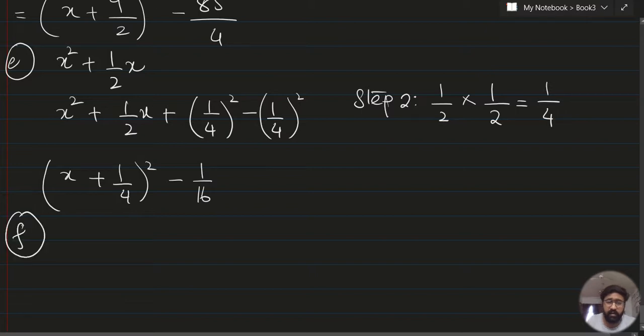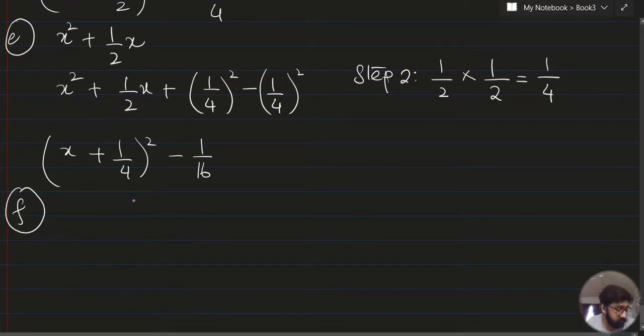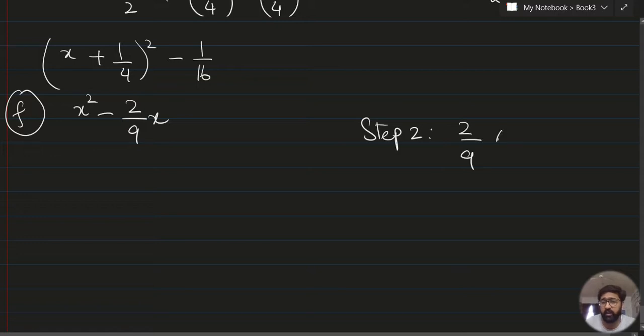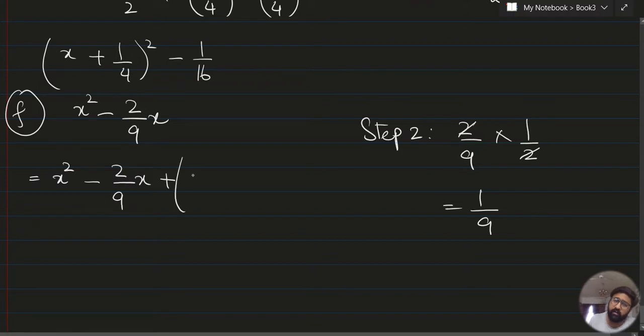So F part from here, x square minus 2 over 9x. So again step 1 is done. Step 2 is half of the coefficient of x, and for finding the half of the coefficient we need to either divide it or multiply it with 1 over 2. So if we multiply it with 1 over 2, we are going to have 1 over 9. So we'll be adding the square of 1 over 9, and we are also going to subtract the square of 1 over 9.